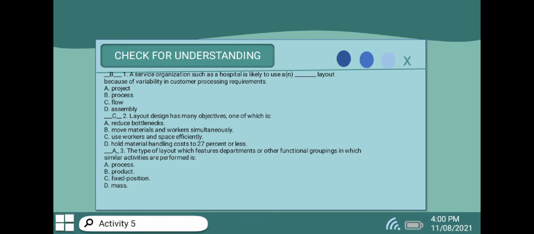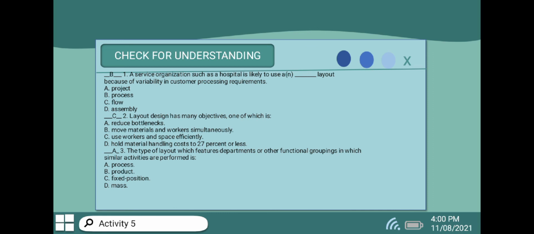Question number 2. Layout design has many objectives, one of which is A. Reduce bottlenecks, B. Move materials and workers simultaneously, C. Use workers and space efficiently, and D. Hold material handling costs to 27% or less. The correct answer is C. Use workers and space efficiently.